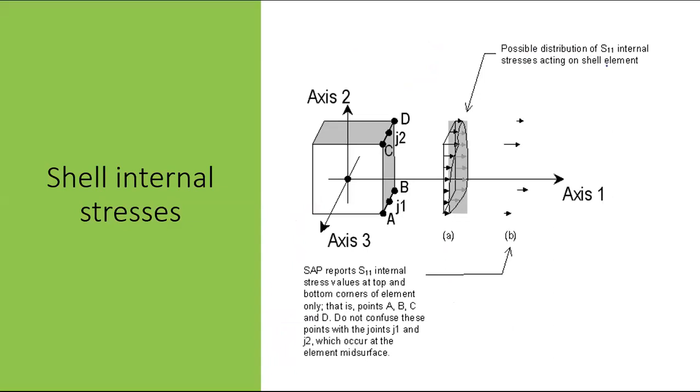So the possible distribution of S11 is like that. Don't confuse it with the J1 middle node and J2, right? Because SAP calculates the internal stresses at the top and bottom corners only, A, B, C, D, on the corners, but stresses are calculated at both the top surface and the bottom surface. Forces are only at the mid surface, where you get the force at J1 and J2, right? So that's the difference, right?